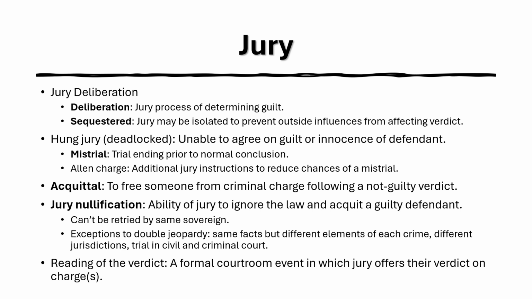Therefore, a mistrial can be declared. If the jury is deadlocked, they will typically bring them in and do the Allen charge, which is the further clarification, which is why I have it under that. But if a jury is truly deadlocked, or hung jury as we call it, then the judge can declare a mistrial. And a mistrial means that the trial ends prior to the normal conclusion.